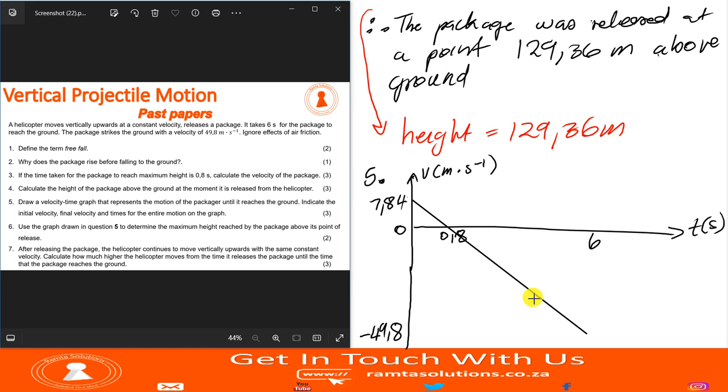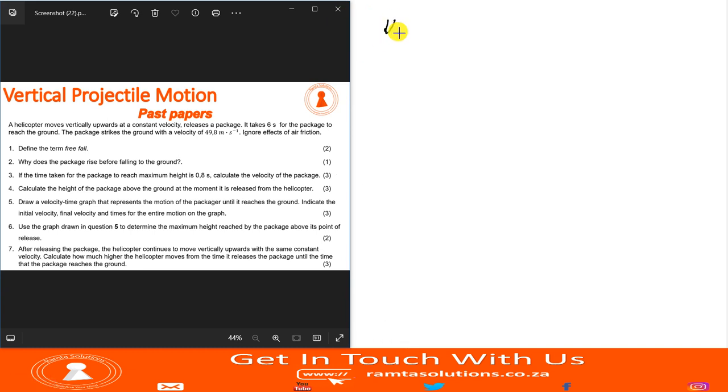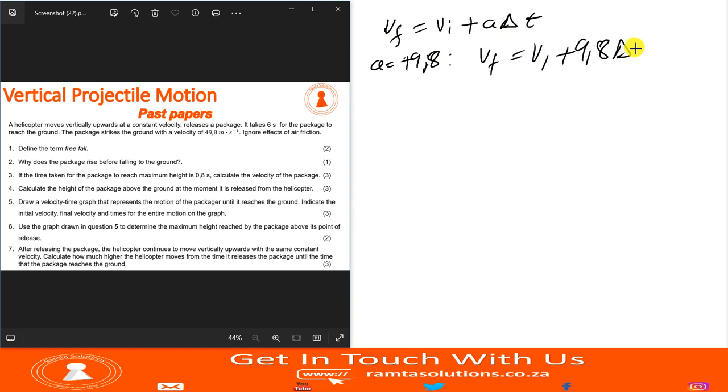I think I need to add some information on this if you are struggling with this. Remember guys, velocity versus time is basically coming from final velocity equals initial plus a delta t. If you choose upwards to be positive, your a will be positive 9.8. So you have Vf equals Vi plus 9.8 delta t.